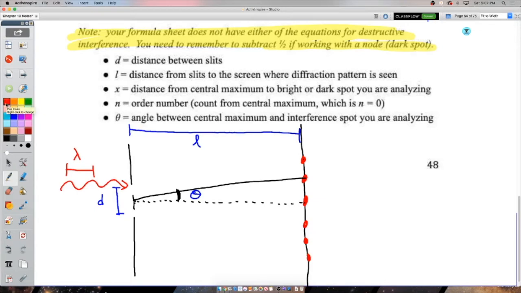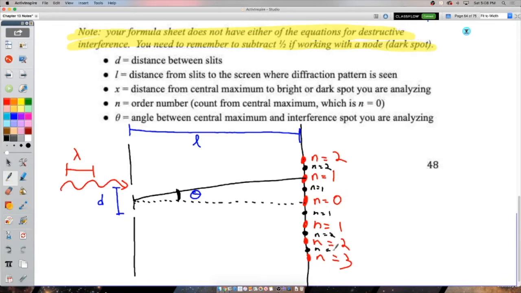So we define the central one as n equals 0, right? There is no path length difference. It's n equals 0. The first bright spot is n equals 1, and then n equals 2. Same thing down here, n equals 1, n equals 2, n equals 3, okay? And the same goes for the dark spots. So this is dark spot number 2. This is dark spot number 1, dark spot number 1, dark spot number 2, dark spot number 3, okay? So again, n equals 1, n equals 2.